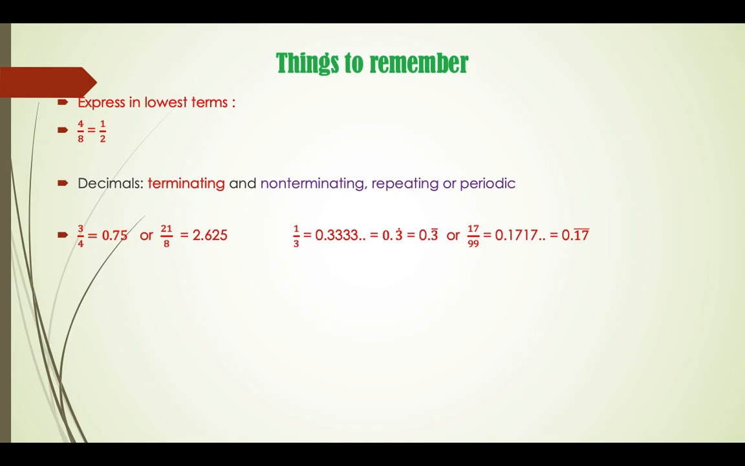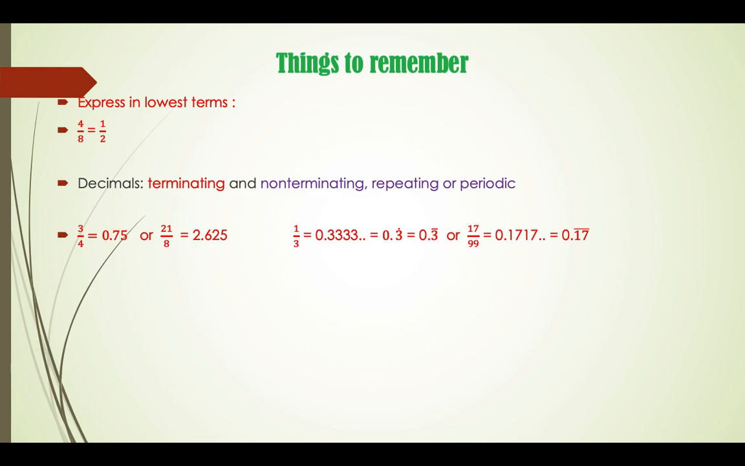Now, we also have what we call non-terminating, repeating, or periodic decimals. For example, the number 1/3, if we divide 1 by 3, we get 0.33333 recurring. That is to say, the number 3 repeats itself infinitely after the decimal place. How this is represented is by putting a dot over the number 3 or a bar over the number 3. This indicates that the number 3 is repeated infinitely after the decimal place.